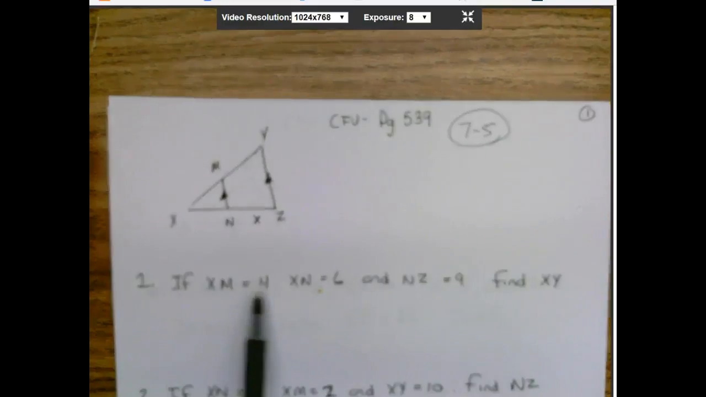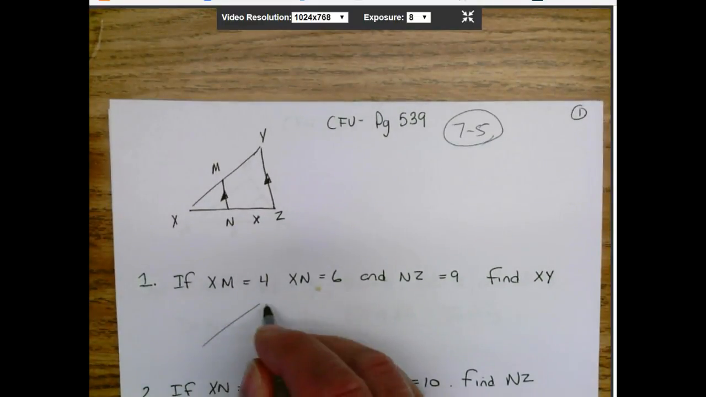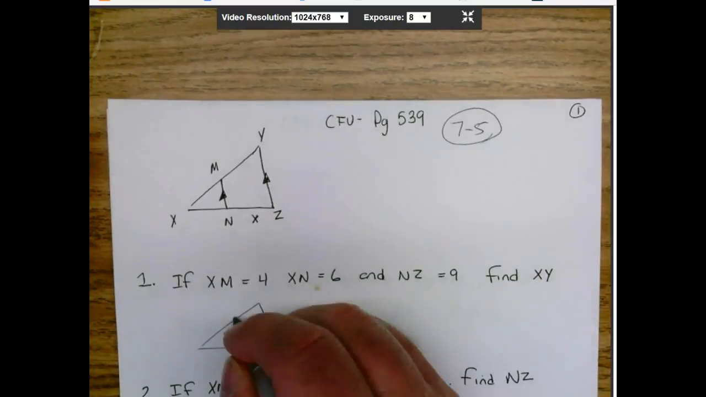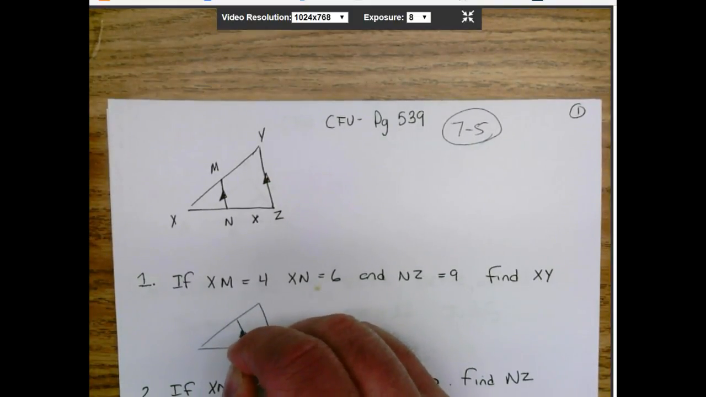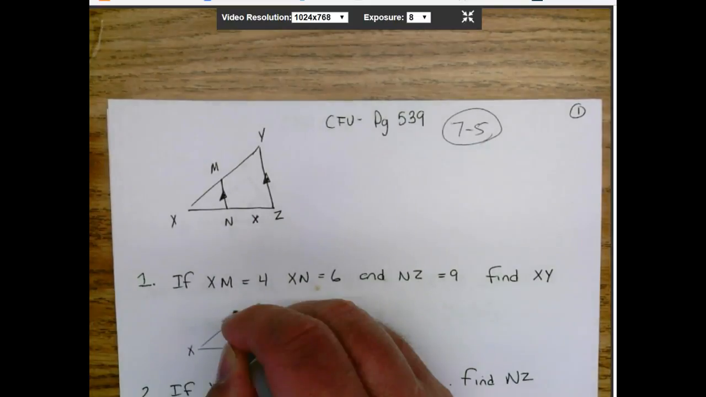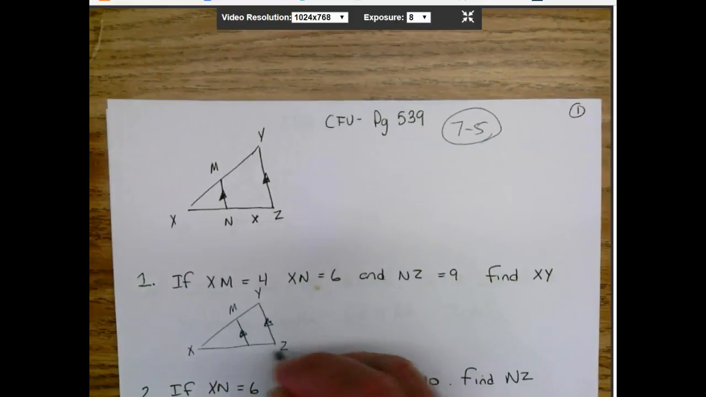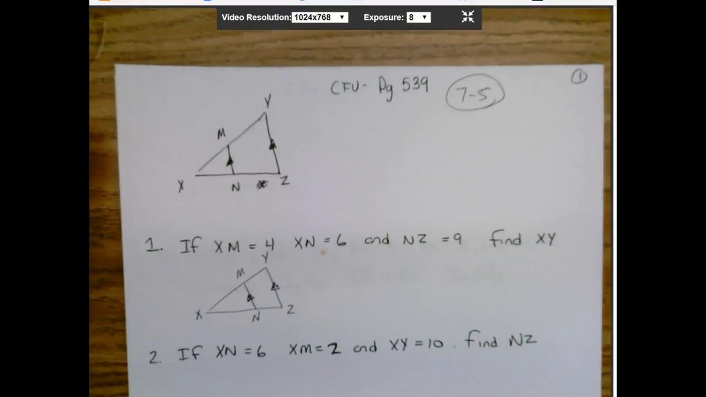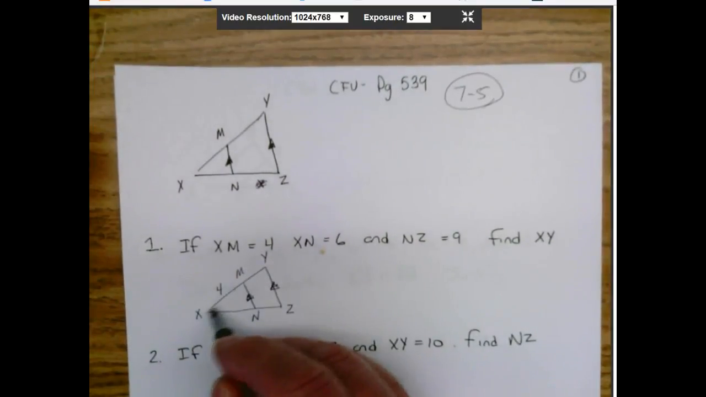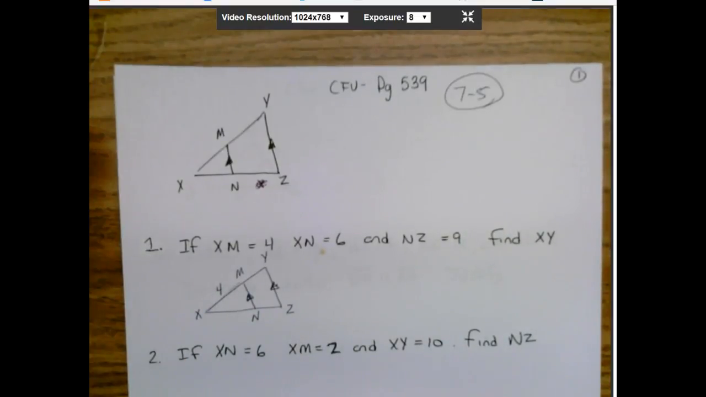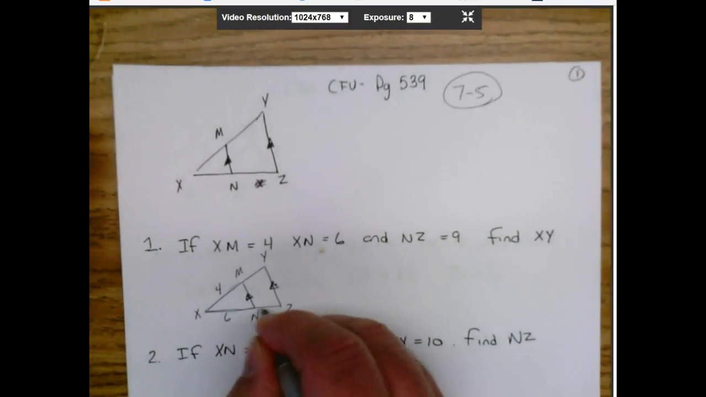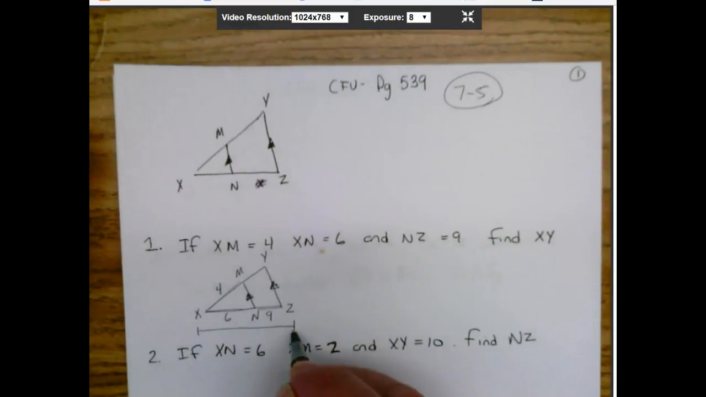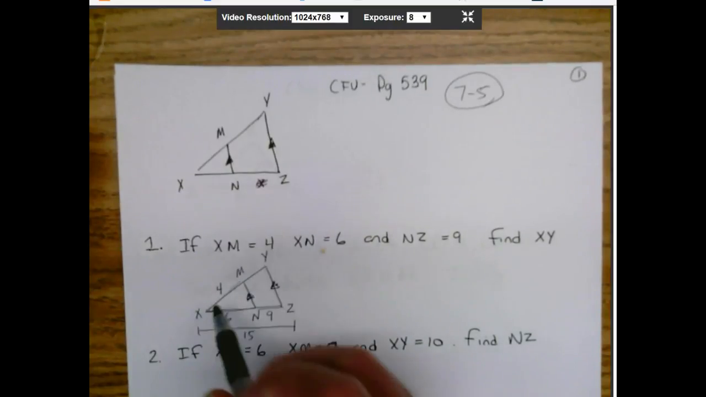So in this one it says if XM equals 4, so if I was going to rewrite this, it'd probably be the best thing to do here. And I might not write them perfectly parallel, and that's perfectly fine as well. Okay, so if I redo this, X, M, Y, Z, and N, don't worry about this X here. If XM is 4, that's this distance right here. And XN is 6, so that'd be this distance right here. And NZ is 9, so this distance here. So then that would tell us the total distance is 15, right? Find XY, which is this whole distance here.